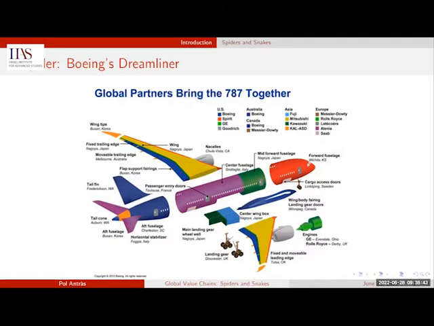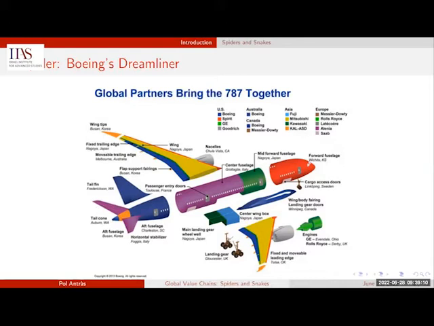Now, why do I call that a spider? Well, a spider is gonna capture a production process that has a very natural center or heart, a core, which is the assembly location. In this case it's in Everett, Washington State in the US, that's where they put together the plane. But what you see is a convergence of parts and components to the assembly plant.